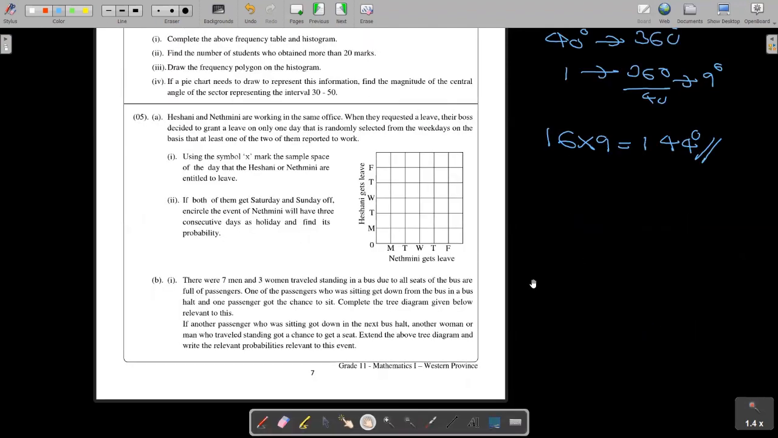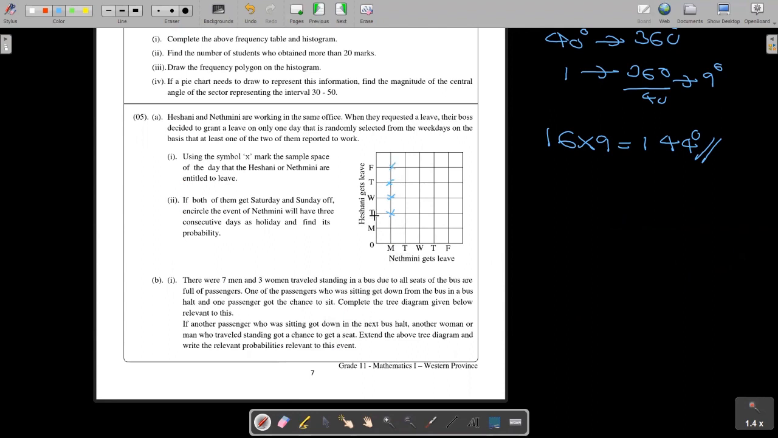Heshani and Nethmini are working in the same office. When they request a leave, their boss is able to grant a leave on only one day, selected from the weekdays, on the basis that at least one of them should report to work. They can't take leave on the same day. Monday, if Nethmini takes, Heshani can't take. So this can't be. So this is empty.